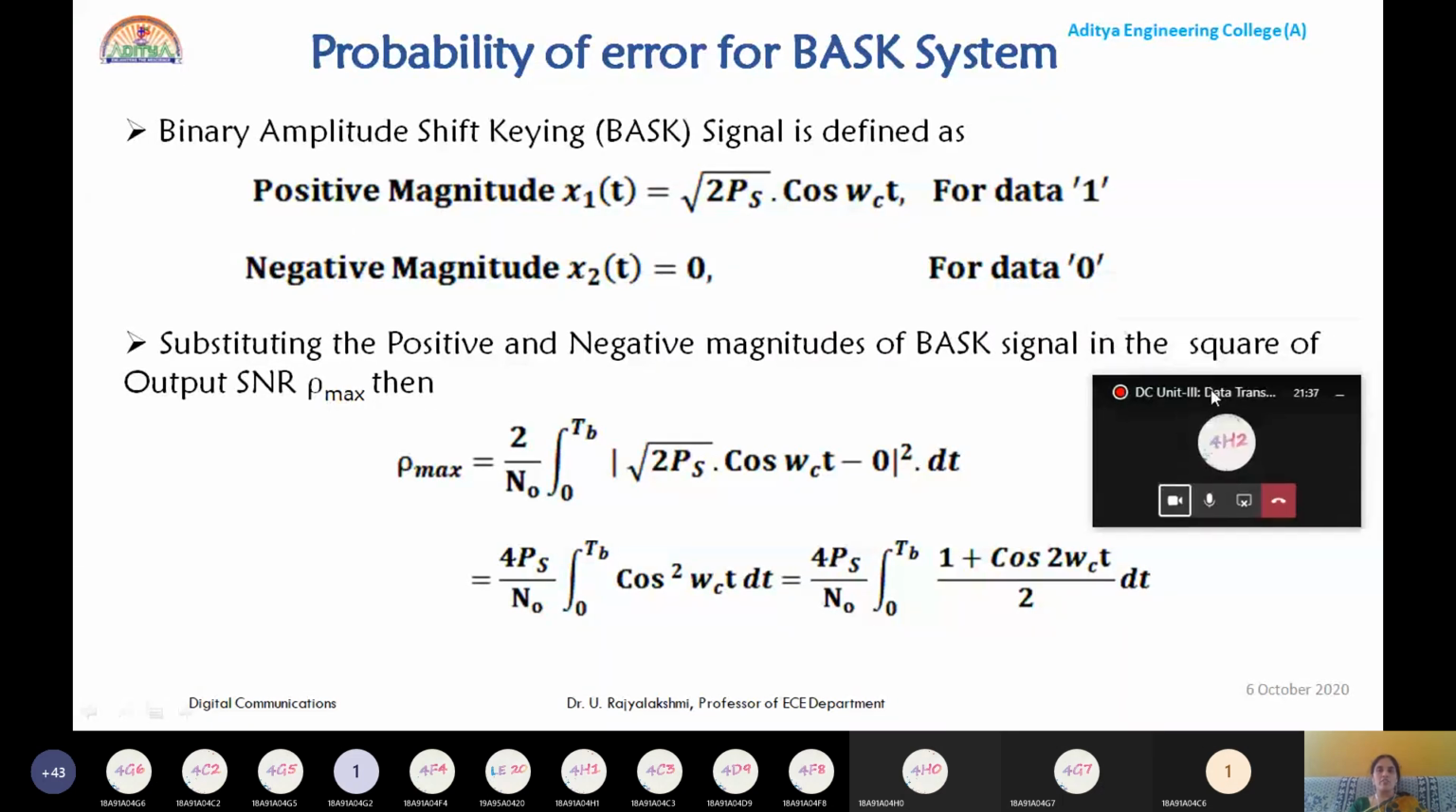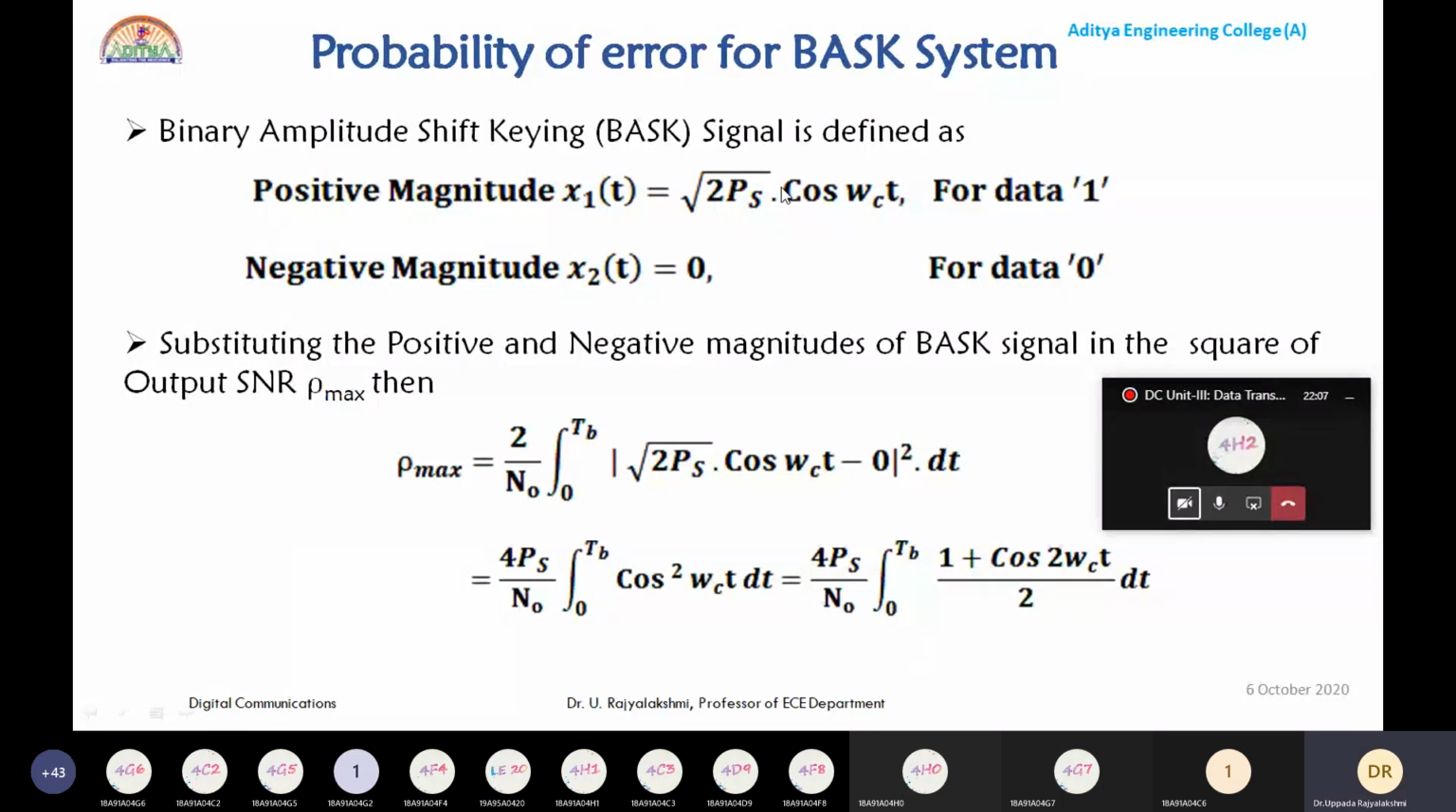But what is the definition of binary ASK? Almost all the derivation is the same for the first two slides for almost all kinds of systems, but it will change with the input magnitude levels. So how can we define the transmitted BASK signal? Here the positive magnitude x1 of t, where we replaced AC, is root 2Ps into cos omega ct for data 1, and the negative magnitude x2 of t is 0 for data 0.